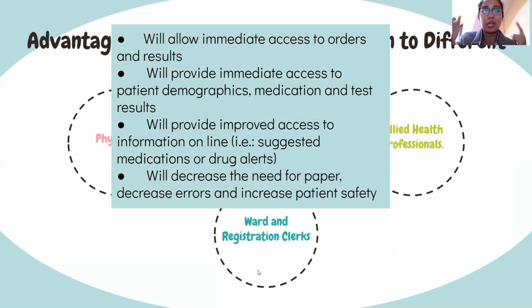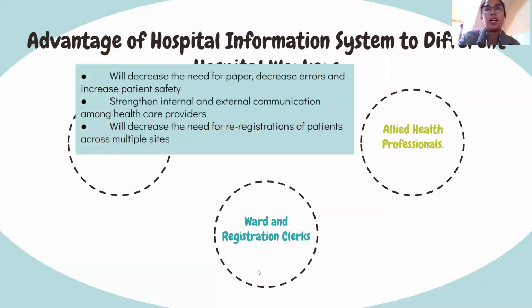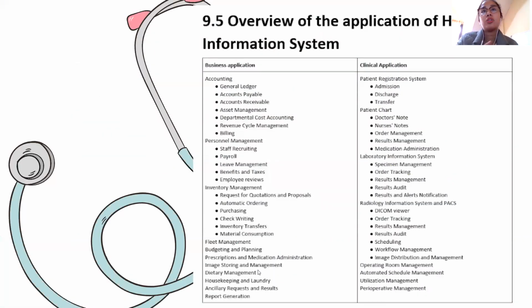Allied health professionals, so our pharmacists, our radio technologists, our respiratory therapists, and medical laboratory scientists. So we could access the patient demographics, what medication they are on, because it could affect our test results. What else? It increases patient safety. And class, ward and registration clerks. So they strengthen internal and external communication among healthcare providers, and decrease the need for re-registrations and duplications of registration. That's it, class. So, class, overview of the application of the hospital information system.